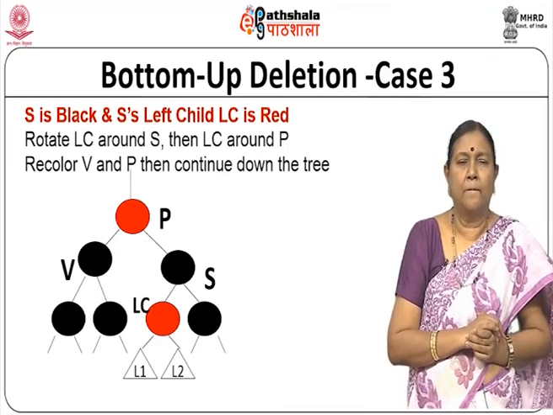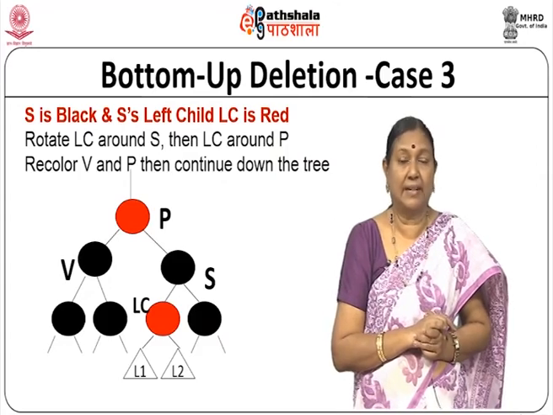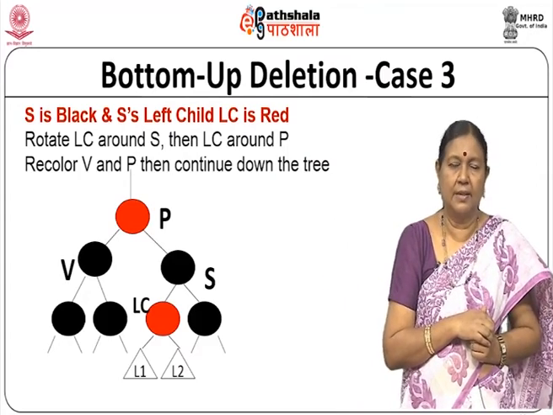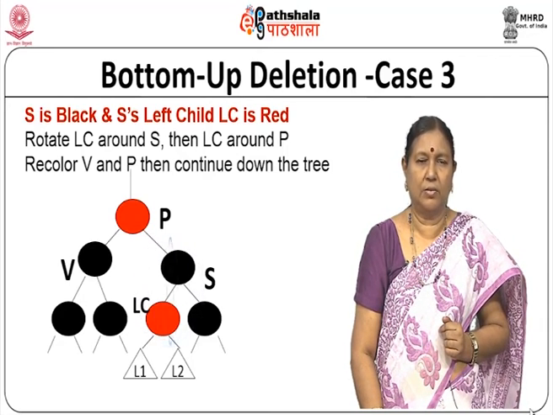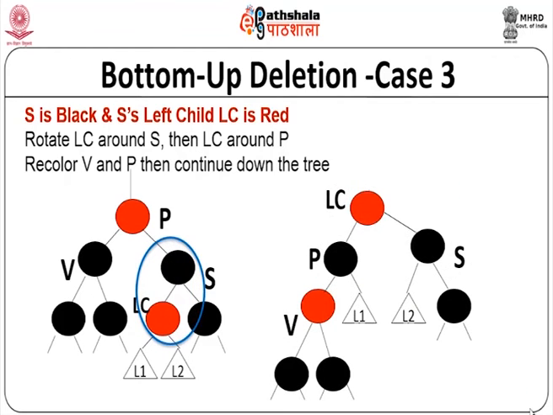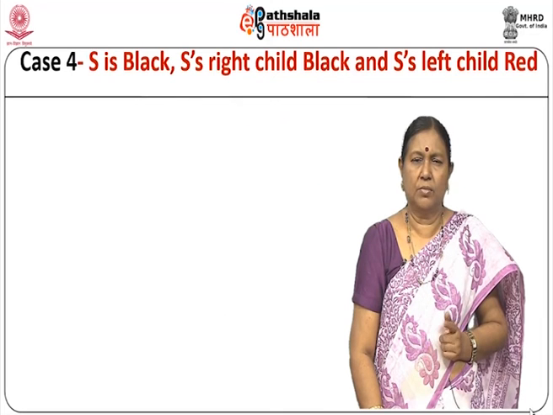So, let us take this case. You have S is black, S's left child is red, that is what we have written here, right side is red. Now, the first step is to rotate LC around S. So, that is a right rotation, LC around S. If you do LC around S, S will go there and you have LC, and then rotate LC around P. So, you will first rotate LC around S. S comes down and that LC is rotated about P. So, LC goes up and P comes down, and recolor V and P. So, that is what is done.